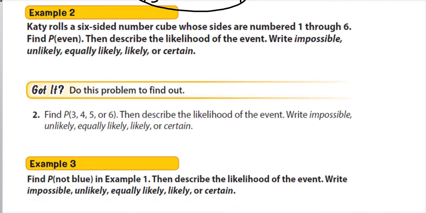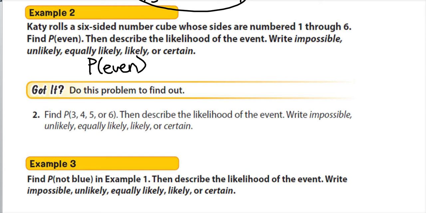All right, let's look at example 2. It says Katie rolls a 6-sided number cube whose sides are numbered 1 through 6, so like a regular die. Find the probability of even, then describe the likelihood of the event by choosing one of the following. Okay, so we're going to do the probability of evens.